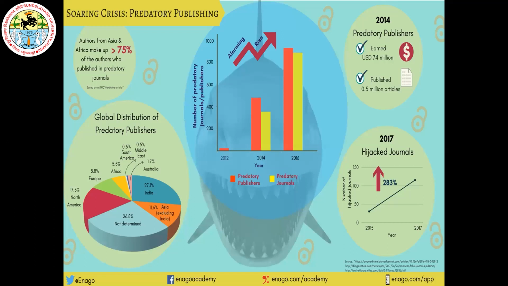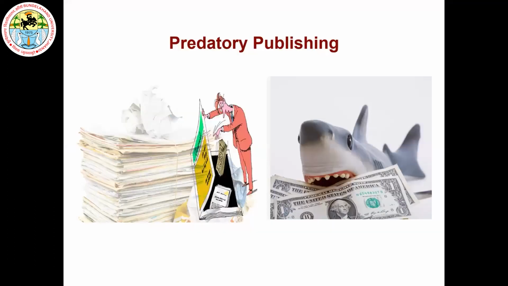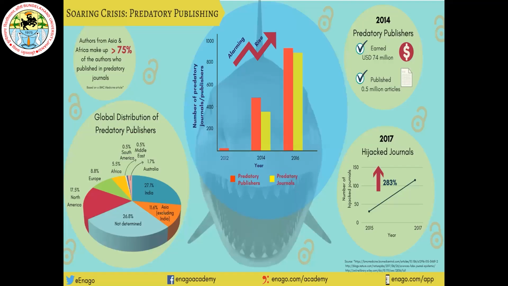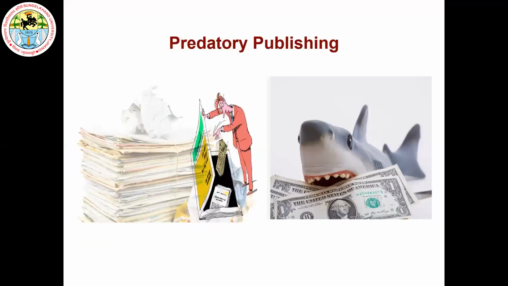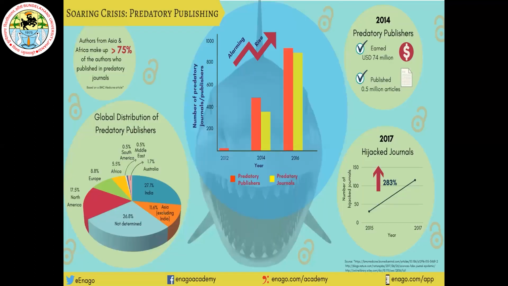Okay, and they published 0.5 million articles. And the bottom one, that is 2017. This one, 2017, is the hijacked journals, meaning they do something which looks like the journals which have a great reputation. Okay, some name mimicking.